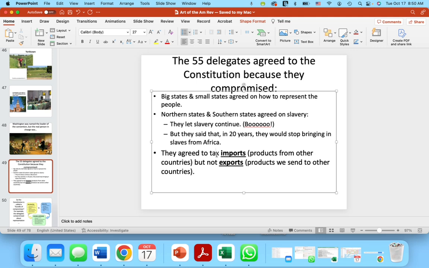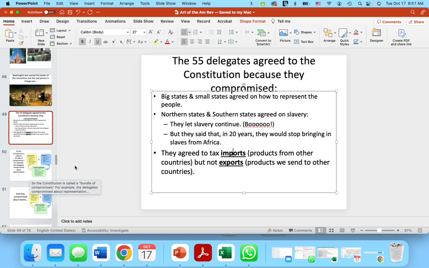They agreed to tax imports, which are products coming in from another country, and they did not tax exports, which are products we send to other countries. Taxing the imports was good for New England and the North. It made imports expensive, so people would buy American products. And not taxing exports was good for the South. The South exported a lot of cash crops like indigo, tobacco, and rice.